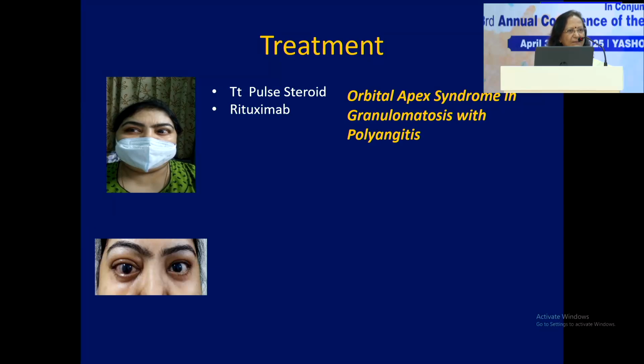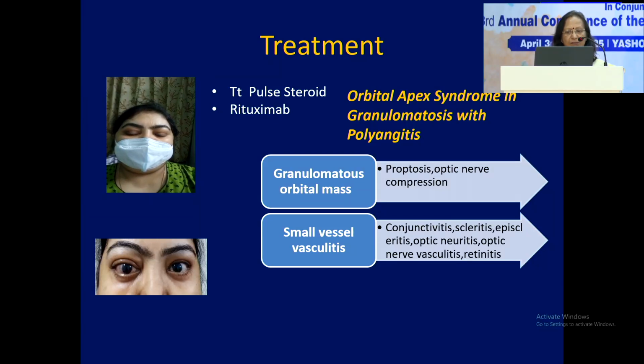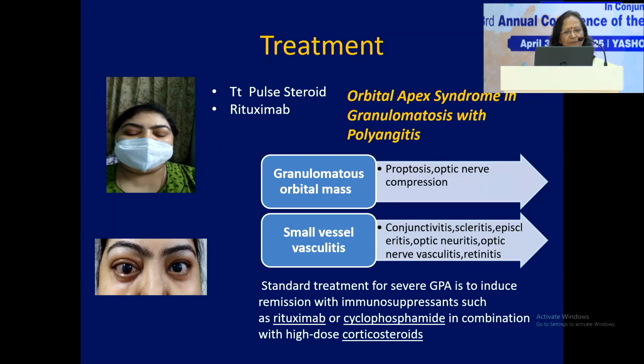So the final diagnosis is orbital apex syndrome in granulomatosis with polyangiitis. Orbital apex syndrome in GPA can occur either because of a granulomatous orbital mass causing a compression effect, or because of small vessel vasculitis causing optic nerve vasculitis, which causes the loss of vision. The standard treatment for severe GPA is to induce remission with immunosuppressives such as rituximab or others in combination with a high dose of corticosteroid.